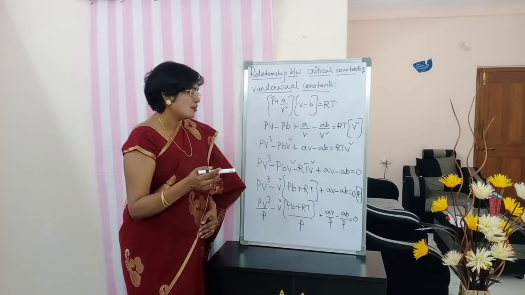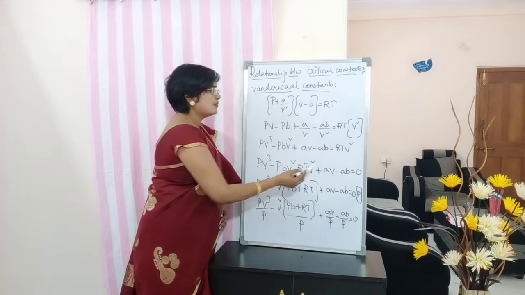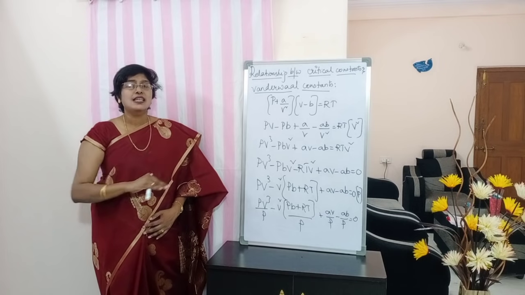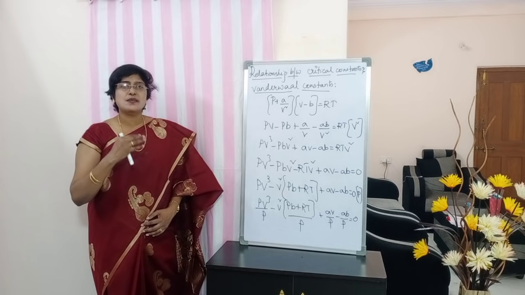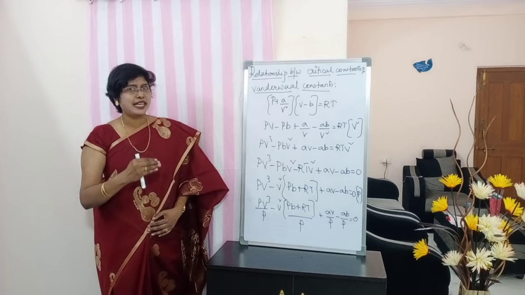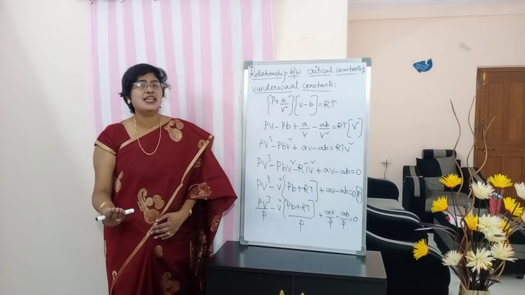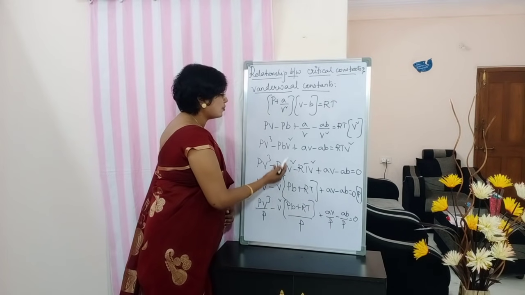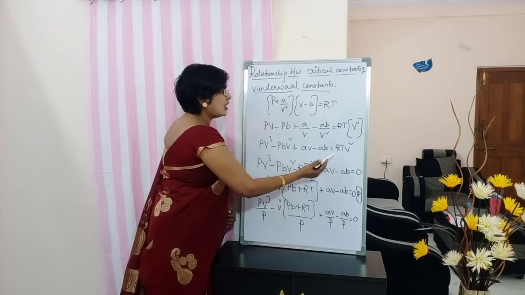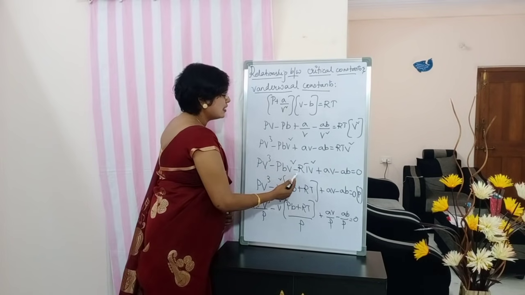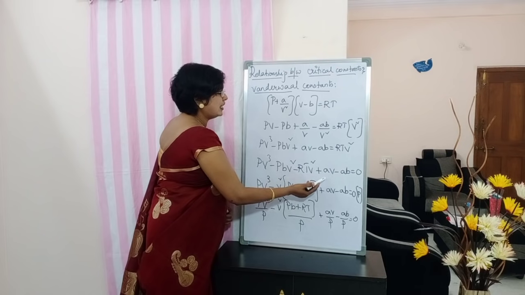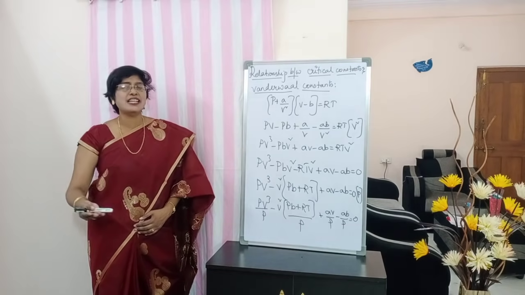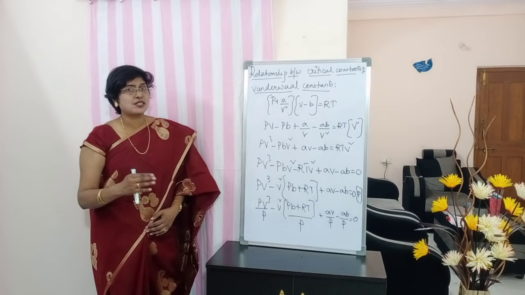Got it, students? Fine. Next step, what I did, this RTV² which is there on the right side, I moved it to the left side of the equation. So when it comes to the left side, it becomes negative. Why? Because on the right side it is having a positive sign. Okay. So PV³ minus PbV². This is minus PbV². Now when this RTV² comes to the left side, minus RTV², plus aV minus ab. So there is nothing on the right side, so we should write equals to 0.